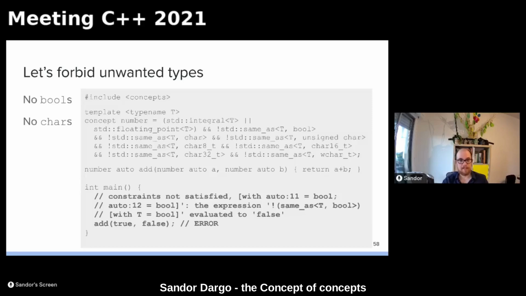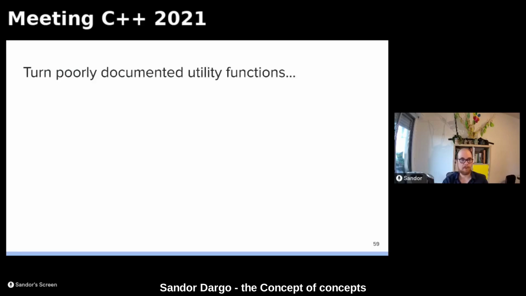And you will see that with the error message, you can easily see that if you call it, say, with two Booleans, then your constraint is not satisfied, because you try to call it with two bools, and the concept explicitly said that T, the template type T, should not be the same as a Boolean. And it's evaluated to false, so compilation fails. Good. So now our number concept works here. And when it comes to utility functions in real life, what happens? Well, usually they just take any type.